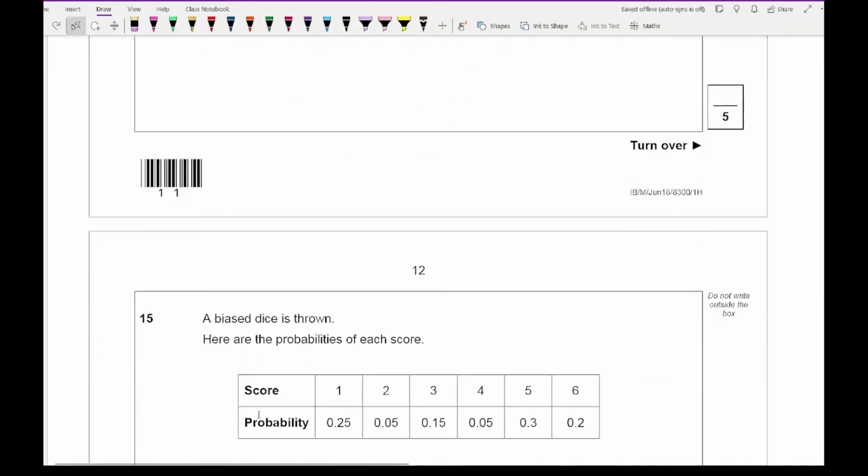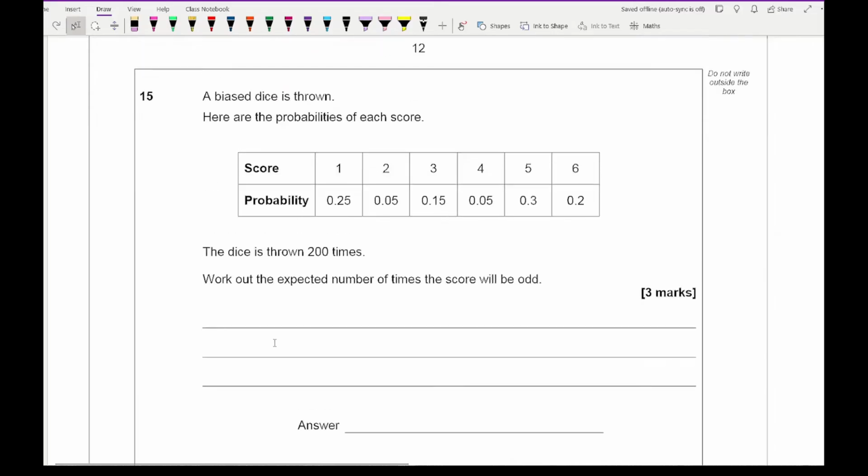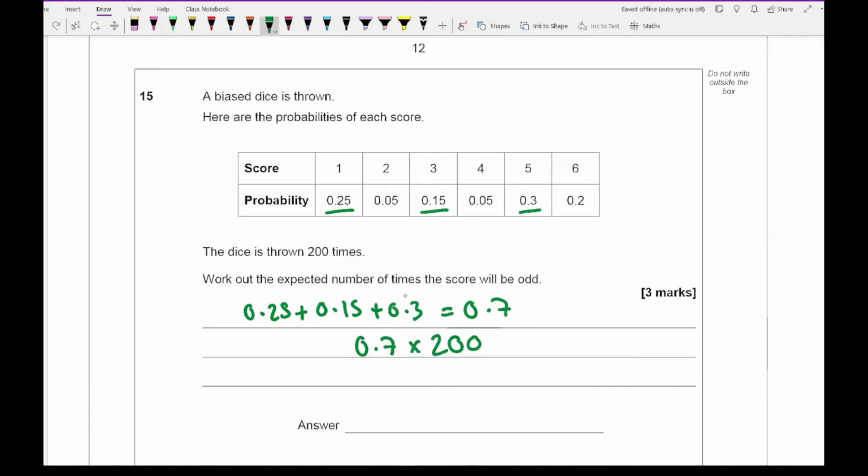Then moving on to question 15, it says that a biased dice is thrown, here is the probability of each of the scores. The dice is thrown 200 times. Work out the expected number of times the score will be odd. So for this, what I need to do is look at the odd probabilities and add them all up. So here I've got 0.25, 0.15. Again, when I'm multiplying, I should be adding. So just stick a plus there, plus 0.3, and that comes up to a total of 0.7. Then from this, I then need to do 0.7 times 200. And so 0.7 times 100 is 70. 70 times 2 is 140.